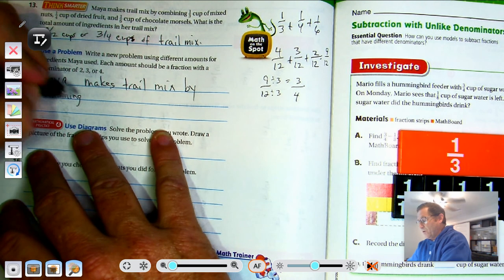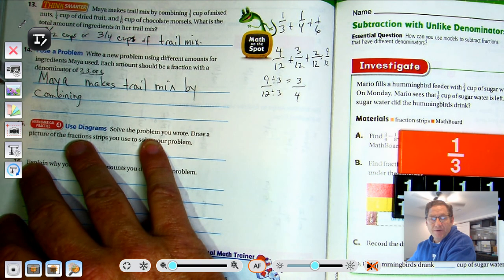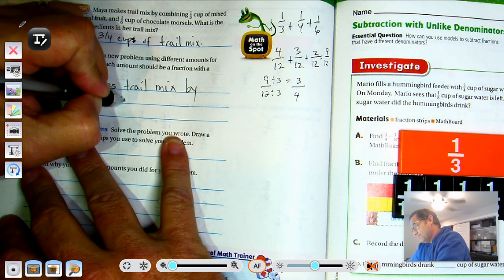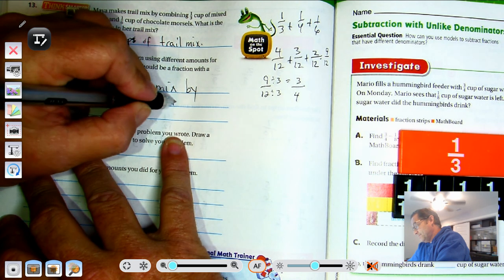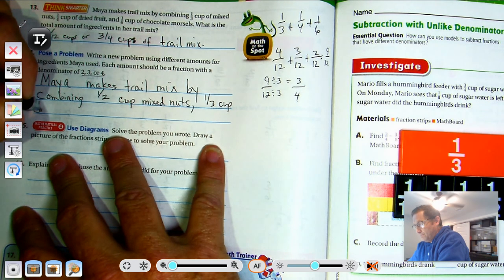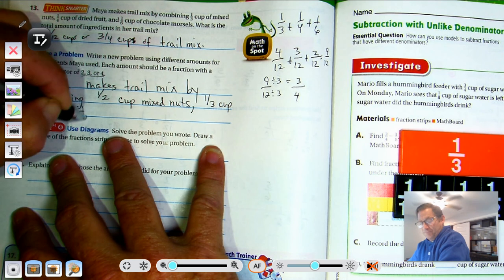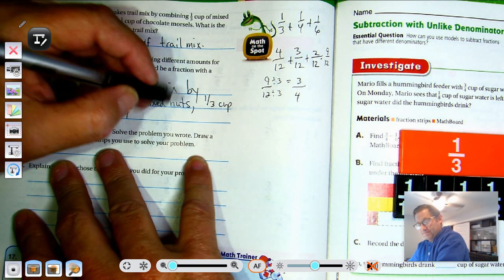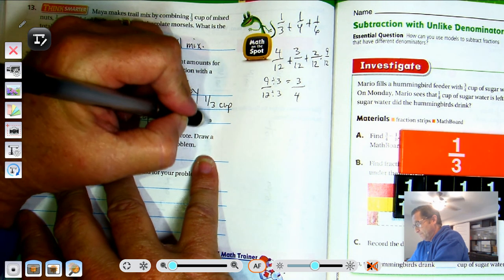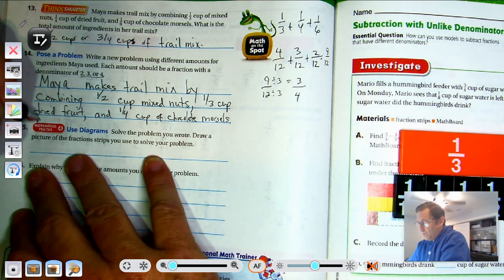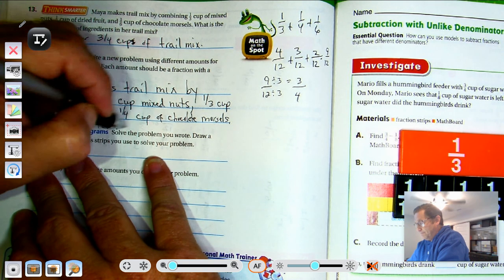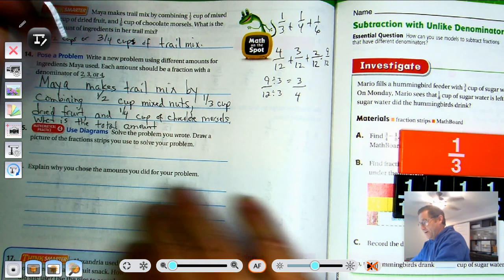By combining, and this is where you have to use these denominators of 2, 3, or 4. So let's say she's going to combine half cup of mixed nuts, a third cup dried fruit, and 1/4 cup of chocolate morsels. What is the total amount of ingredients in her trail mix?